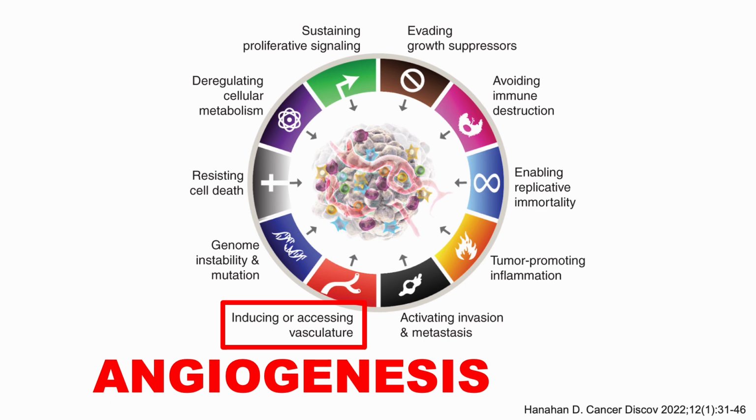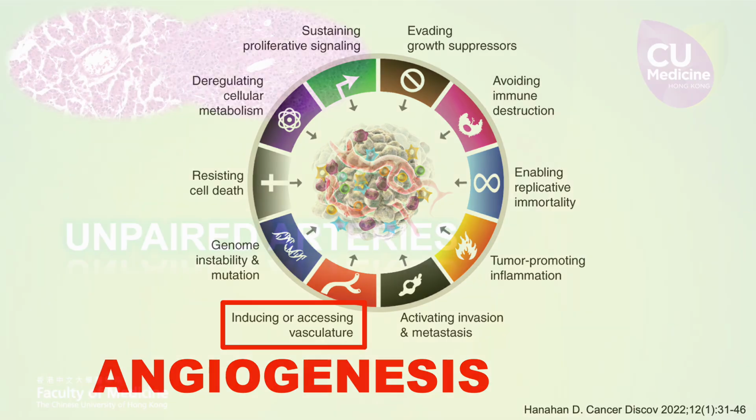Angiogenesis is one of the fundamental hallmarks of cancer. Since HCC is a highly vascularized tumor, angiogenesis plays a particularly crucial role. Histologically, angiogenesis in HCC is evidenced by the presence of unpaired arteries and sinusoidal capillarization. These pathological features not only enhance our understanding of HCC, but also have significant clinical implications.